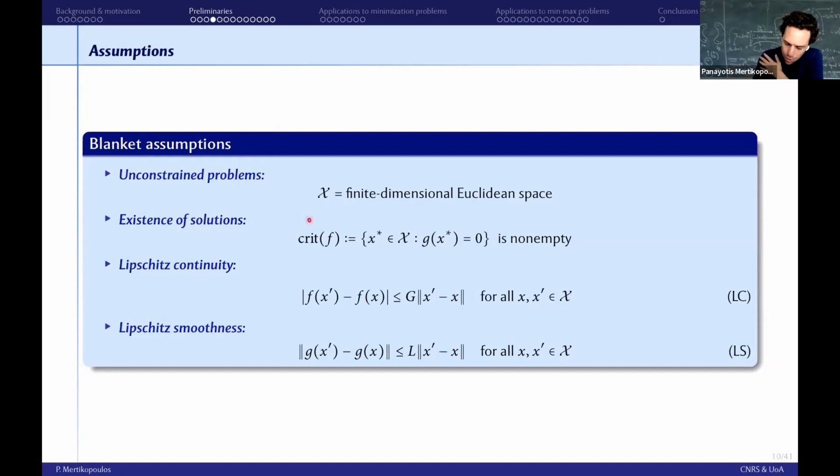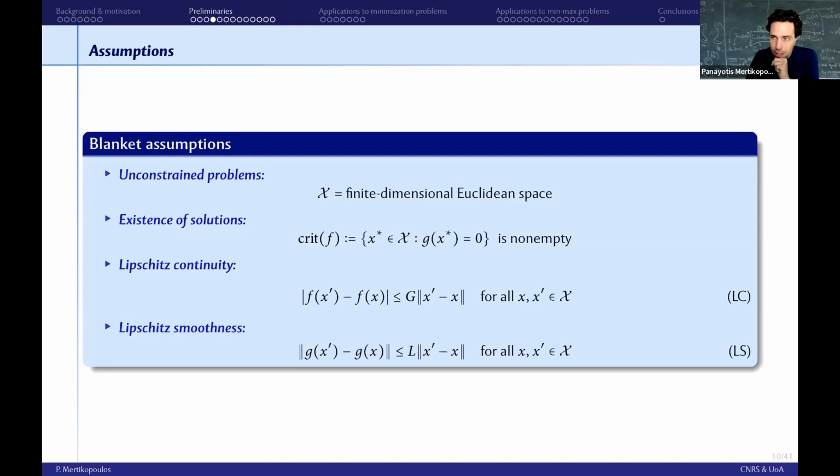So we're only going to concentrate on finite dimensional Euclidean spaces, no constraints. We're going to assume that our problem does always admit a solution, at least a critical point in either the minimization or the min-max case, and some regularity for the objective, namely Lipschitz continuity and Lipschitz smoothness. Again, we can start relaxing assumptions here and there, but this is a comfortable set of assumptions to work with, so I'm going to make them throughout, and I'm not going to keep mentioning them.